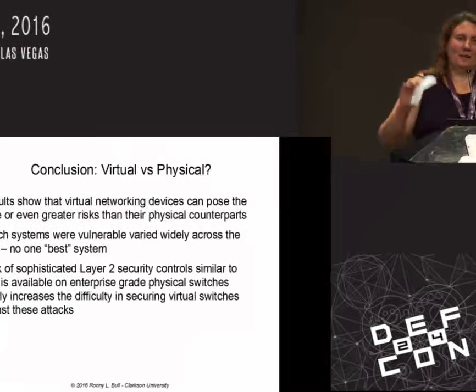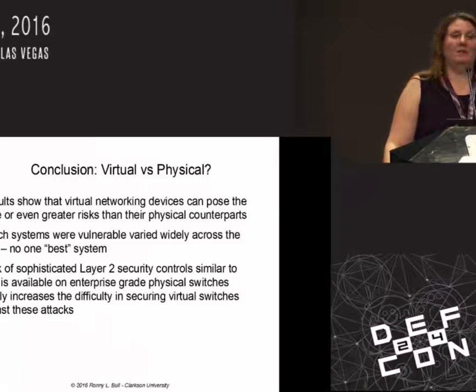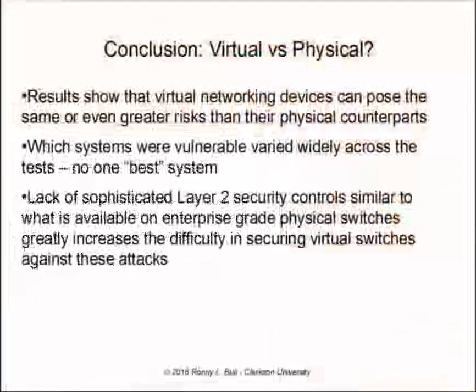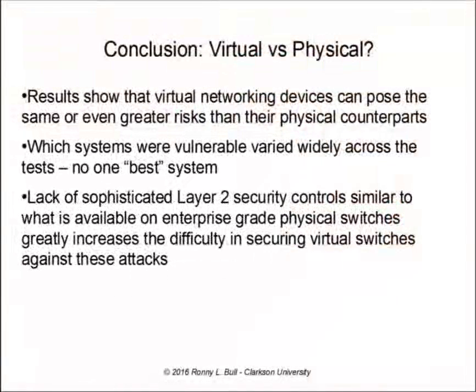Okay, so to kind of wrap this up and put it into some context, we can see that the results do show that virtual networking devices can pose the same, sometimes even greater risks than their physical counterparts. So that's an important thing for all the users of multi-tenant environments to understand. Which systems were vulnerable varied pretty widely across the tests. There was no one best system, and there were some tests like the ARP that everything was vulnerable to. That lack of sophisticated layer 2 security controls, similar to what is available on enterprise-grade physical switches, greatly increases the difficulty in securing virtual switches against attacks like these.